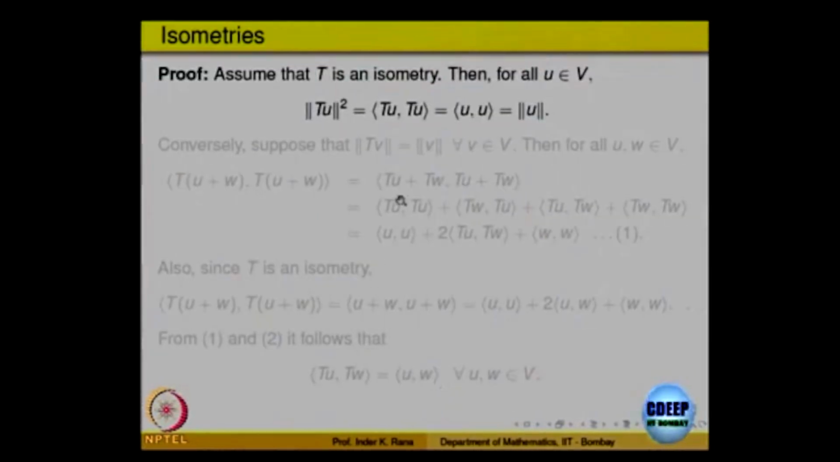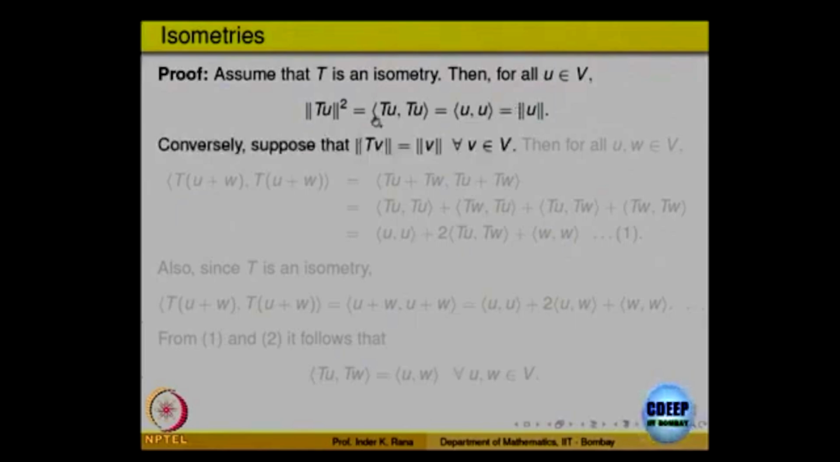So let us say first T is an isometry, that means it preserves inner product. Then look at the norm of Tu square. By definition it is the inner product of Tu comma Tu, but T preserves inner product, so that is the same as the inner product of U comma U. So if T is an isometry, if it preserves inner product, then it also preserves the magnitude, that is, the norm of Tu square equals the norm of U square. So it preserves the distance, the magnitude, also. So that is one way.